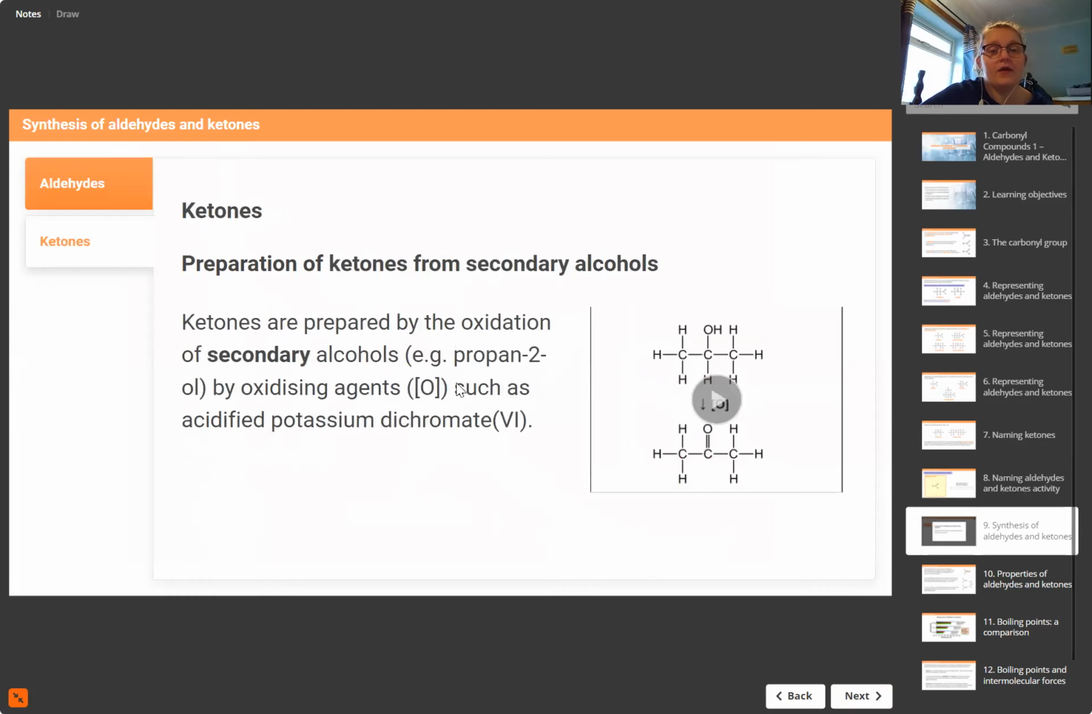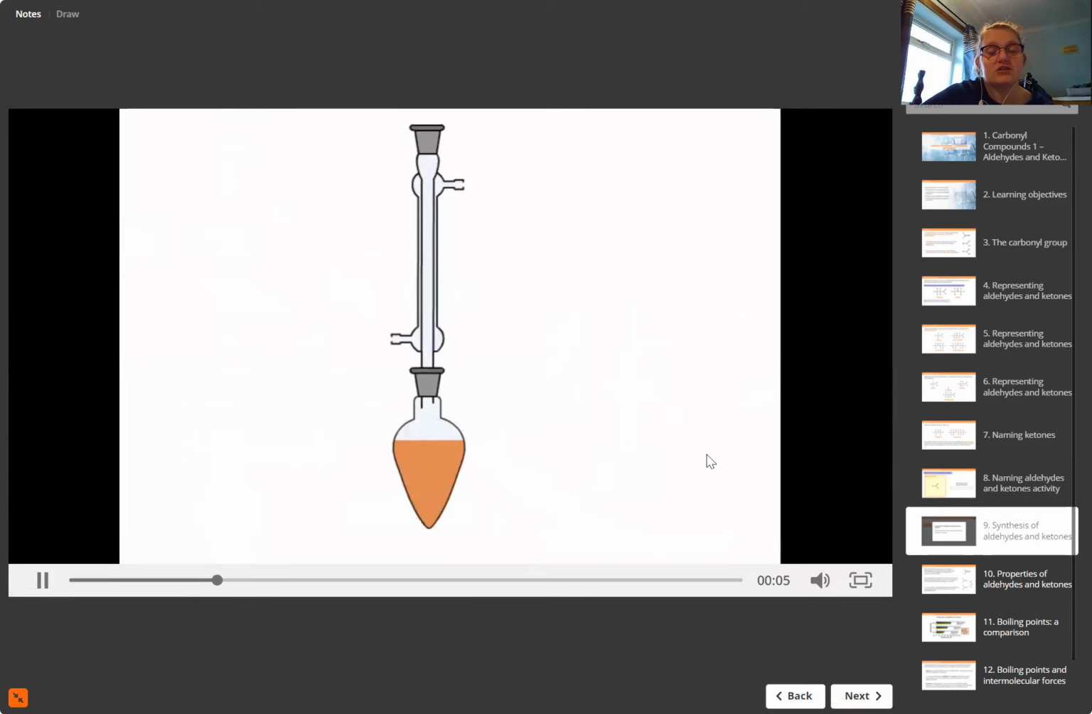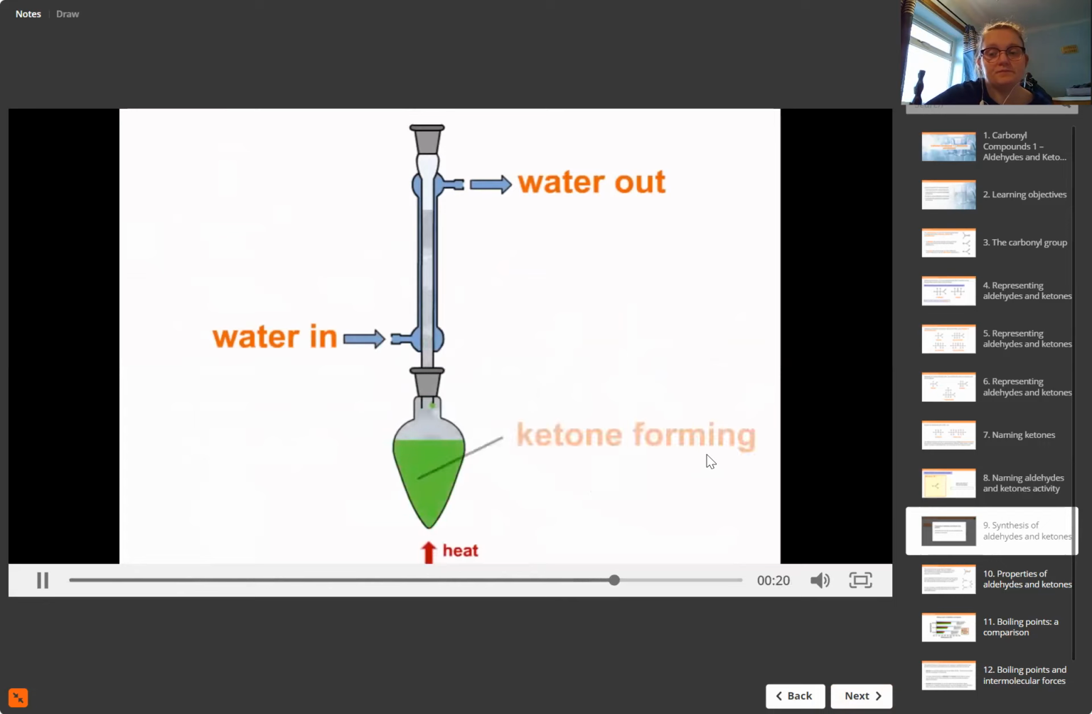Ketones are prepared exactly the same way by the oxidation of secondary alcohols, so for example propan-2-ol, by oxidizing agents again such as acidified potassium dichromate. In this situation, this is where we would often do it under reflux. So it will heat up, and then it will go back in and then go up again. And so this one would be under reflux. And then our ketone would form.